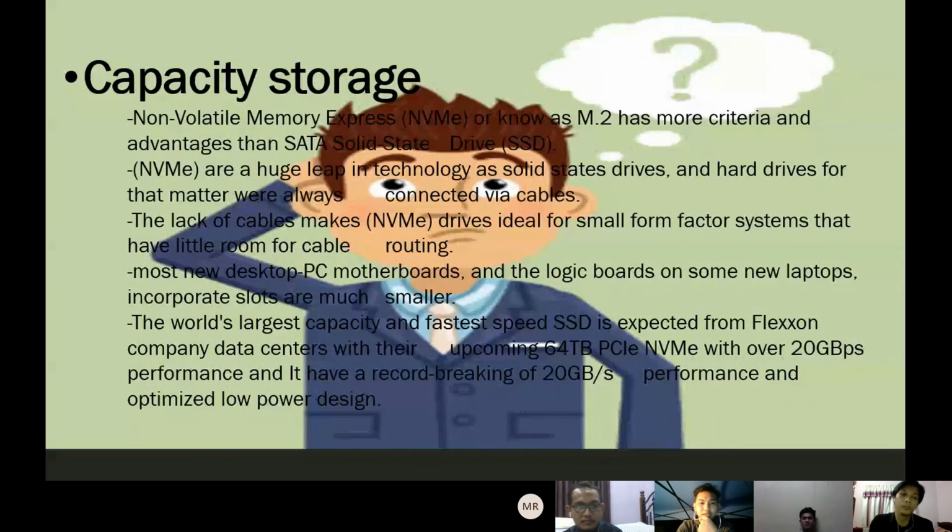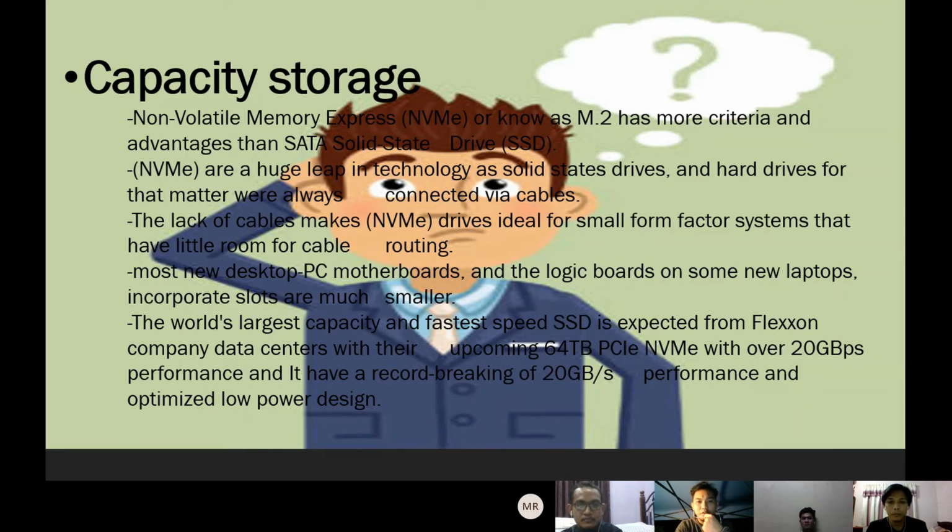The world's largest capacity and fastest speed SSD is expected from the Flexxon company for data centers with their upcoming 64 TB PCIe NVMe, with over 20 GB per second performance, a record-breaking speed, and an optimized low power design. And lastly is energy efficiency.